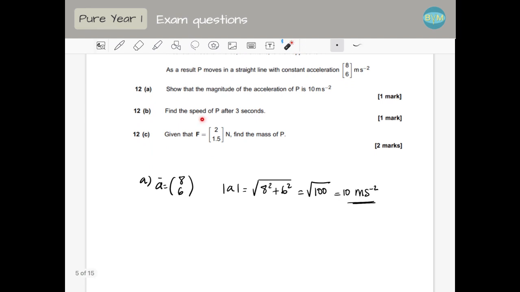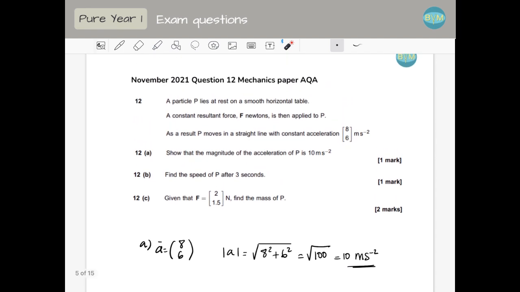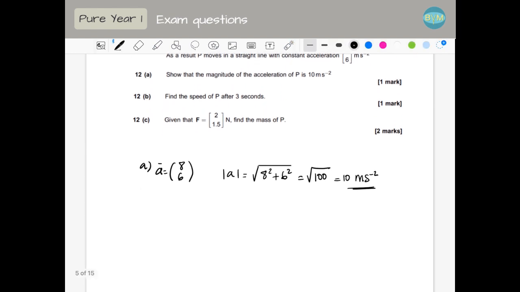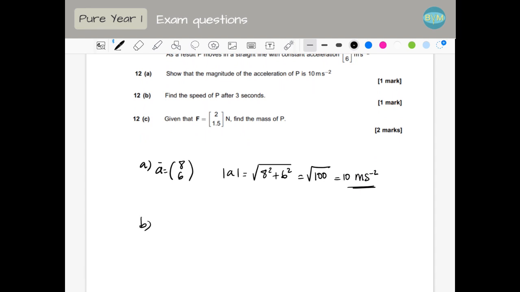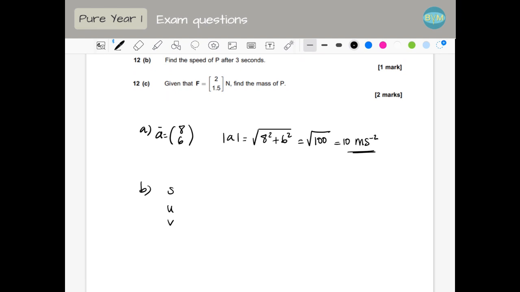Then part B: find the speed of P after 3 seconds. I have the acceleration, I need to find speed. P lies at rest, so the initial velocity is 0, and I know the time, so it's going to be a SUVAT question. I don't know the displacement, and they don't ask for it. Initial velocity is 0 because it starts from rest. They ask me for the final velocity. Acceleration is 10 and time is 3. So I get the SUVAT equation without S, which is v equals u plus at.